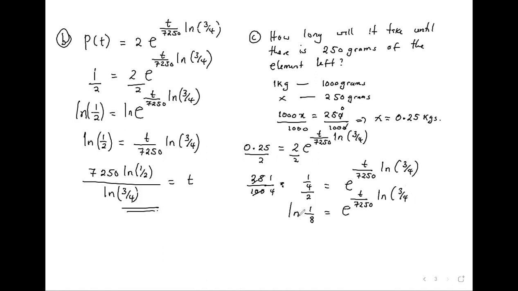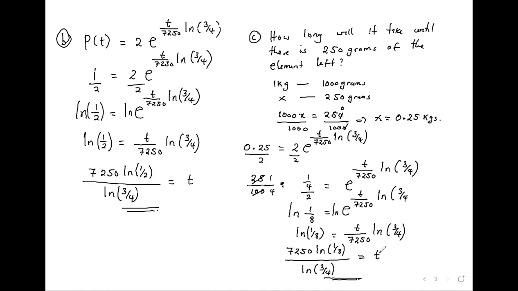Then you apply ln this side. We apply ln this side. So now we have ln(1/8) is equal to t over 7250 ln(3/4). So you cross multiply again, you get 7250 multiplied by ln(1/8), then divide by ln(3/4). And this is going to give us the value of t. So that's how we find the value of t in that case. So I've answered the application questions.